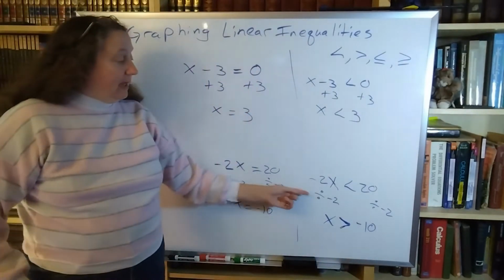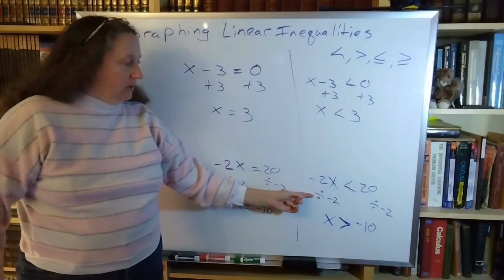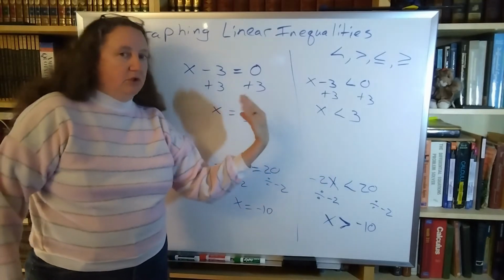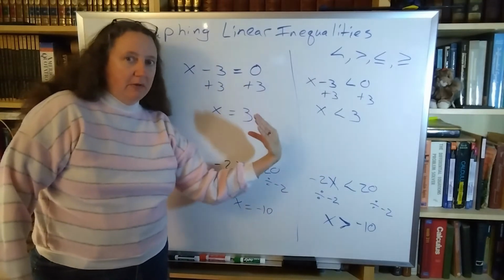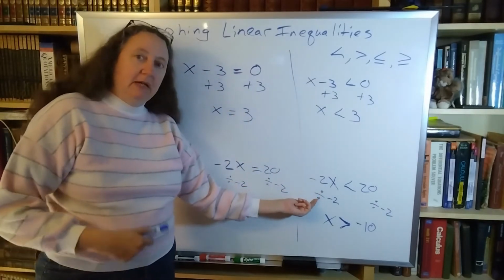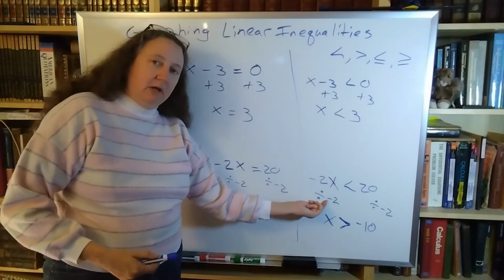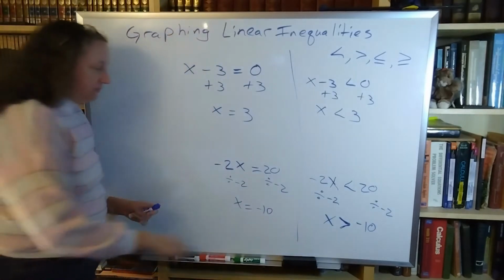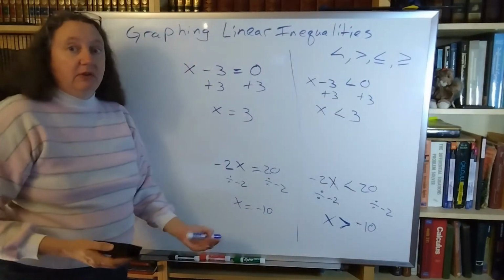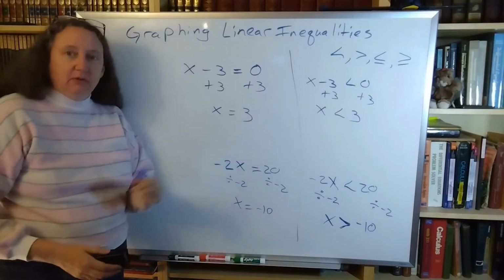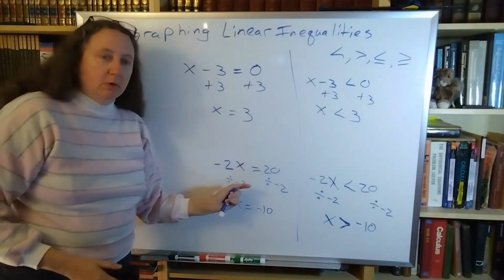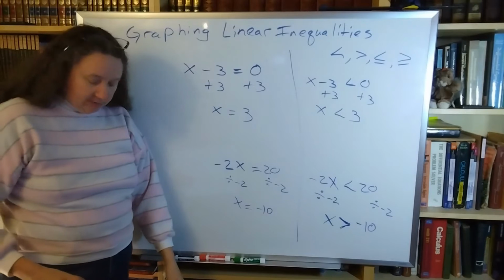So when you are multiplying or dividing by a negative number, you need to flip that sign. If it's a less than, you change it into a greater than. If it's a greater than, you change it into a less than. Whichever way it goes. And that's only for multiplying and dividing with negative numbers. Other than that, solving inequalities is the same thing as if you were solving equalities. So the sign doesn't make any difference. You just carry that same sign forward unless you're dividing or multiplying by a negative number.